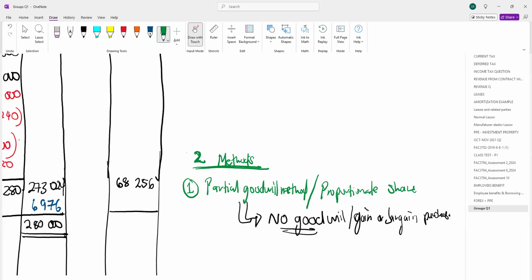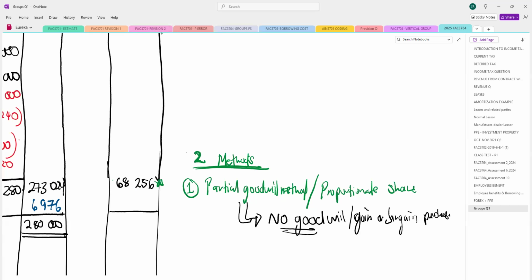In this situation, remember, if I'm measuring a proportionate share, this is my proportionate share. So there's no need. It means that my total will also be exactly the proportionate share. Right. Then method number 2.